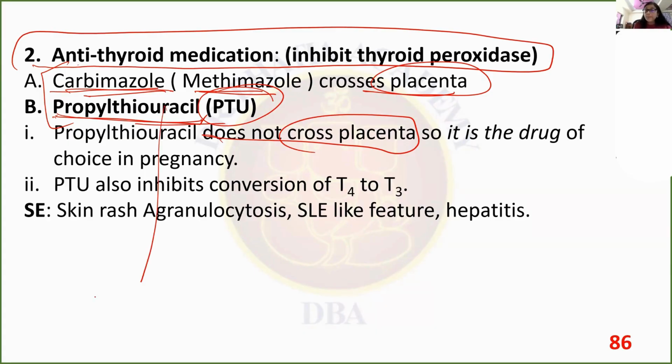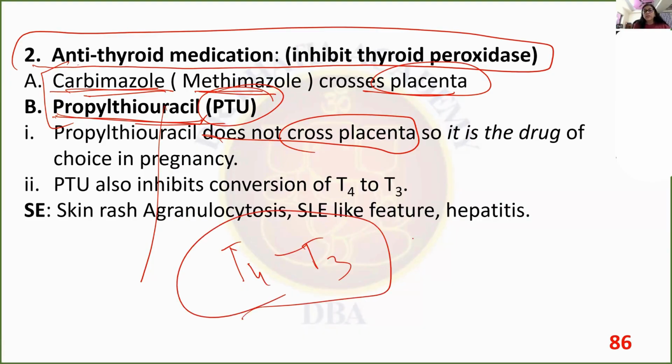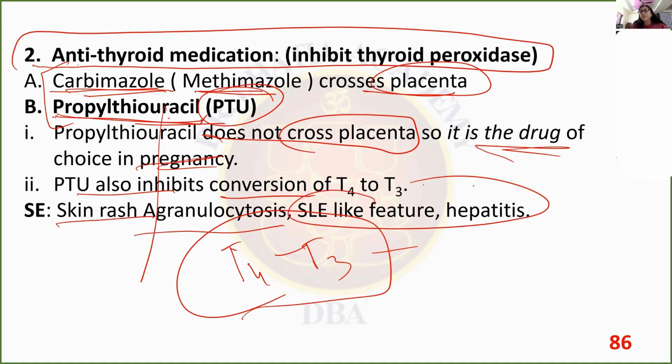It will also prevent the peripheral conversion of T4 to T3. So this is the drug of choice in early pregnancy. Drug of choice in pregnancy. It will also inhibit the peripheral conversion. Skin rashes, agranulocytosis, SLE-like features, and hepatitis are the side effects, and they can happen with all anti-thyroid drugs.